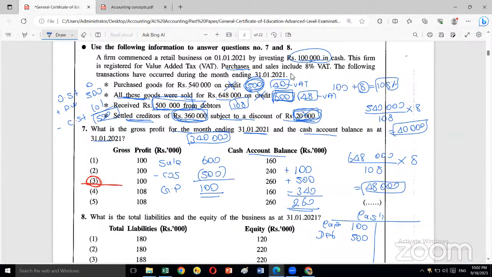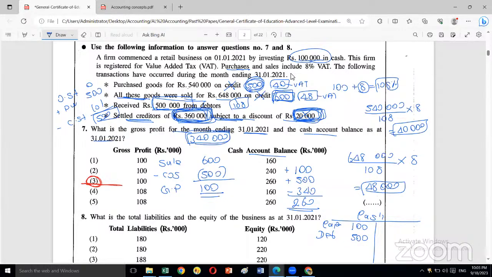And after that, settle the creditors 360. Subject to, see the word subject to. This 360 is subject to how many percent discount? To the 20%, 20,000 discount. So that means I am liable to pay 360, but when I am paying this 360, I got a discount of how much?